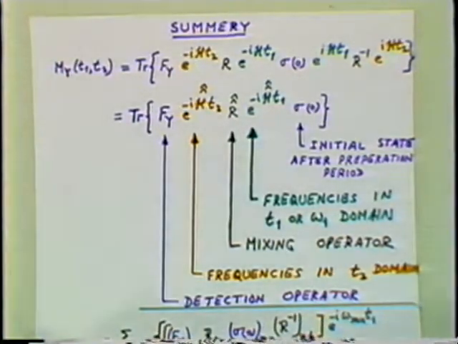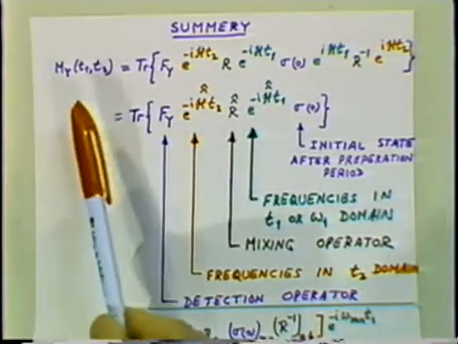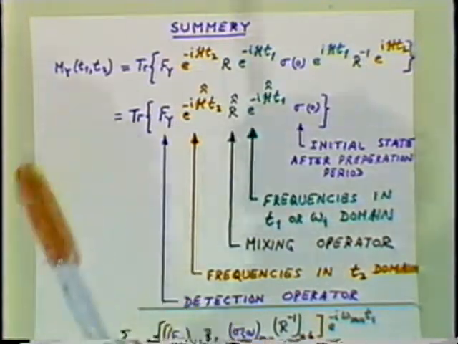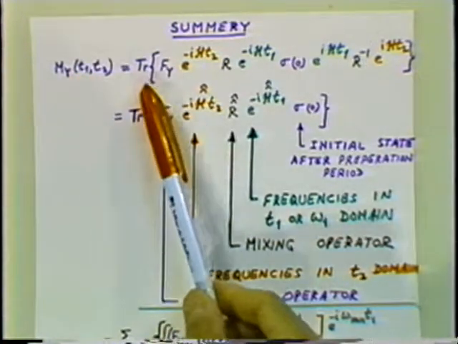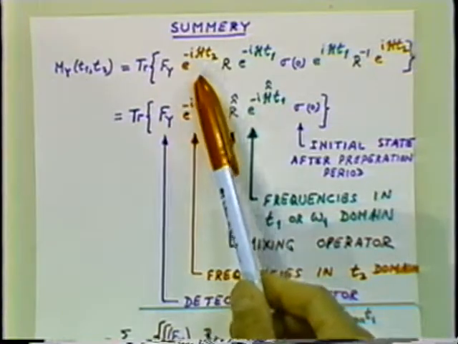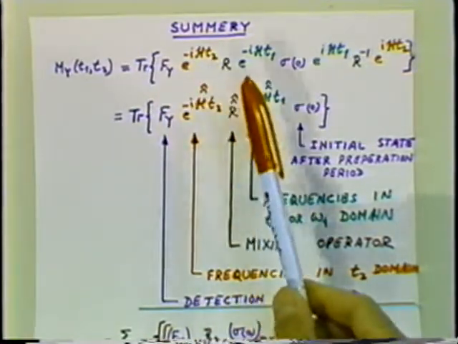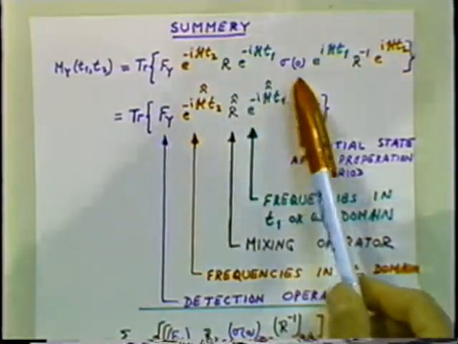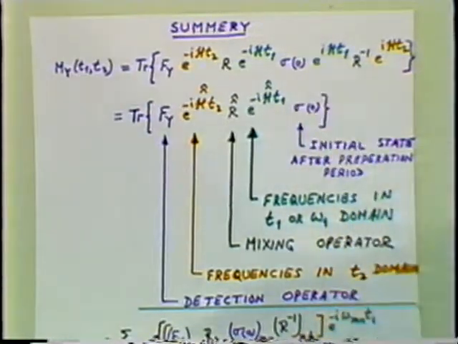Okay. So what we have done is we have calculated the expectation value of the operator along the y-axis. T1, T2 is given by trace Fy e to the power minus i h t2 r e to the power minus i h t1 sigma 0, and the unitary transform of those.